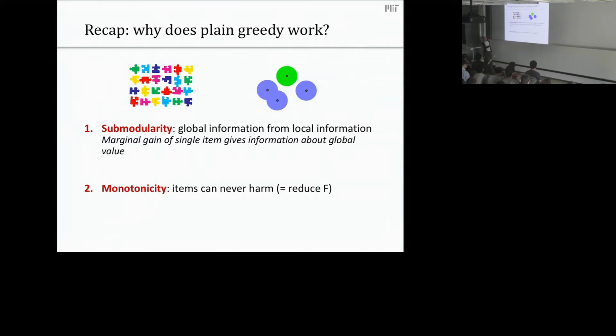In fact, this kind of global information from local information is something that you also use in convex optimization. The gradient gives you local information, and that actually tells you where to go, what's a good direction. So this is an analogy.